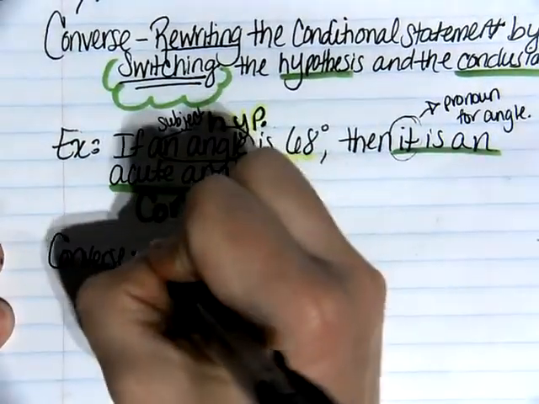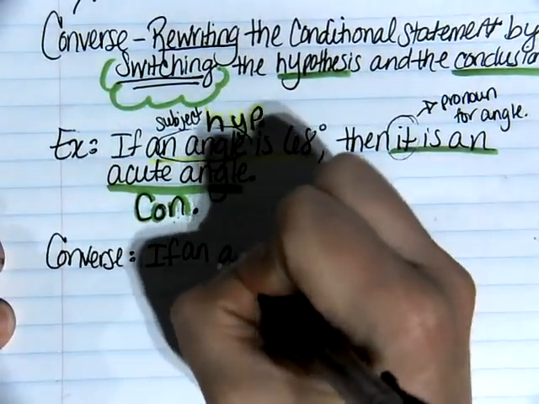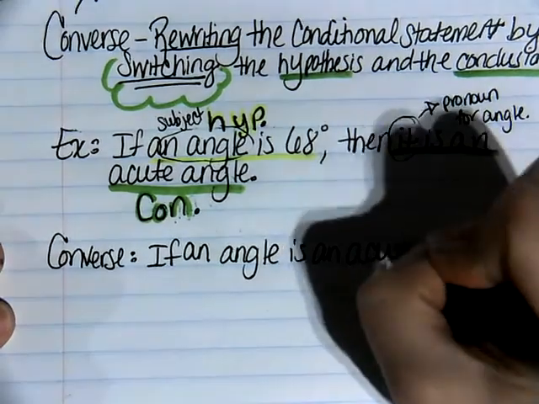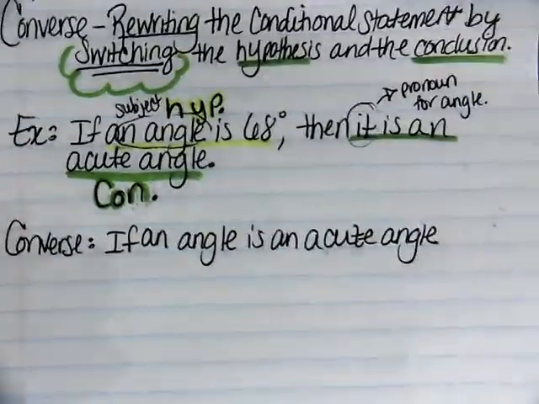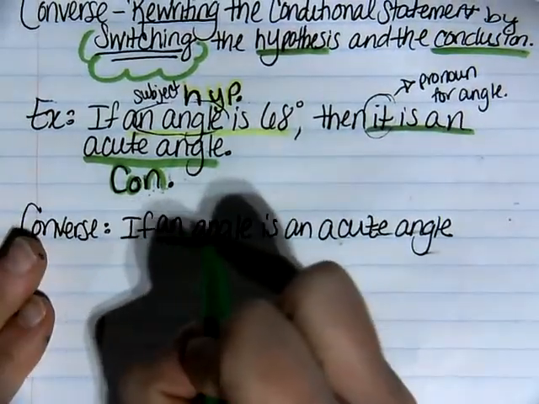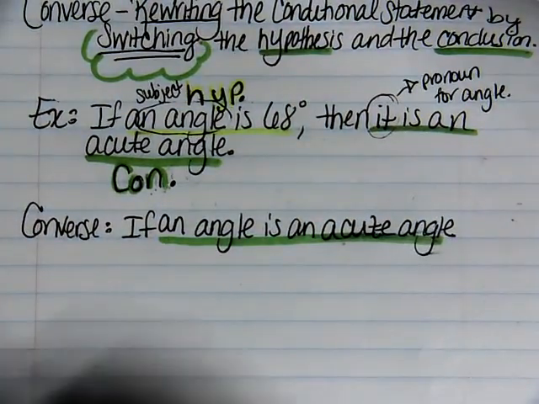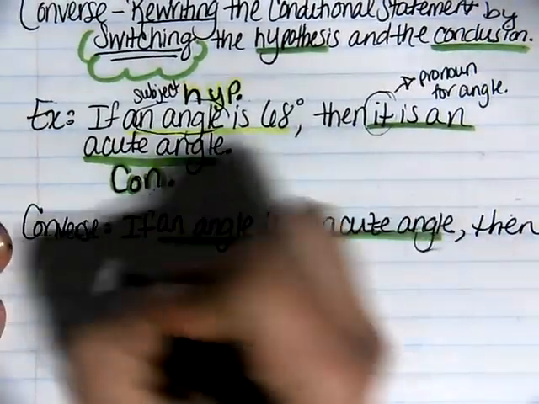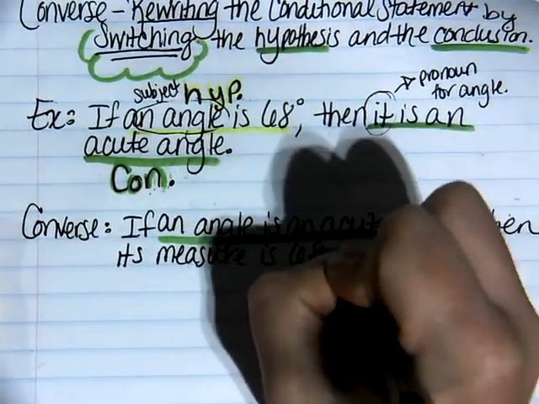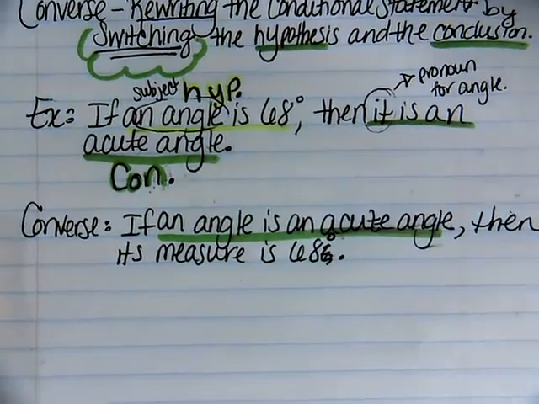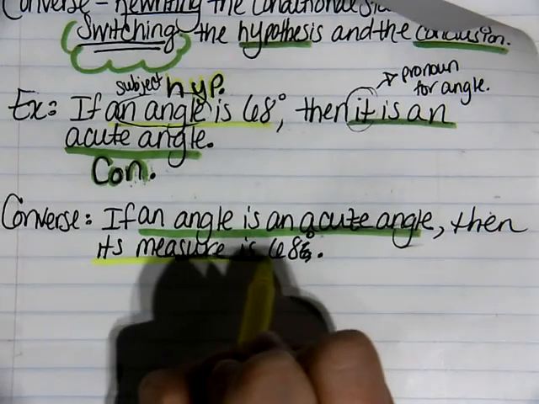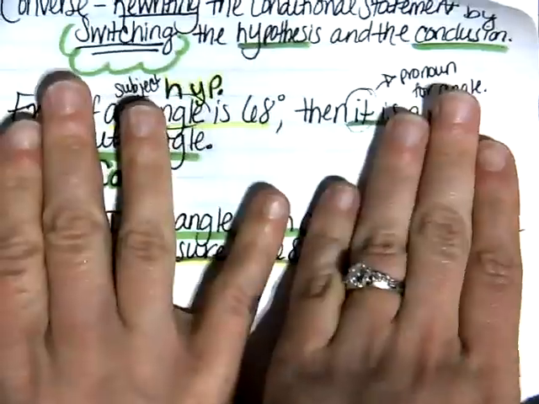Our converse of the statement means if an angle, there's my subject again, is an acute angle. Look at that. That's my green. That was my conclusion. I switched my hypothesis and conclusion. If an angle is an acute angle, then its measure is 68 degrees. Now, there is me switching my hypothesis and my conclusion.